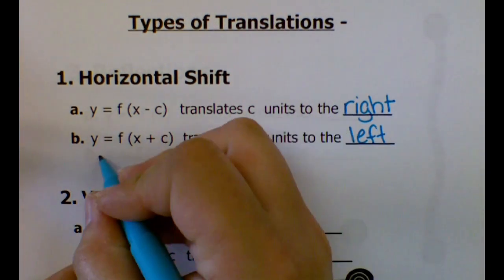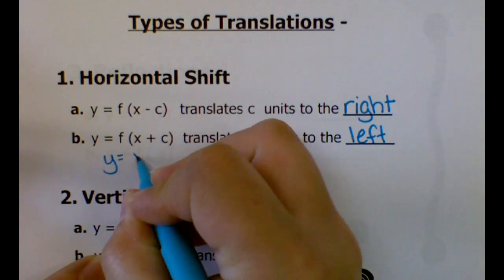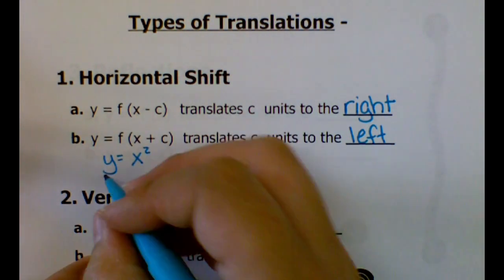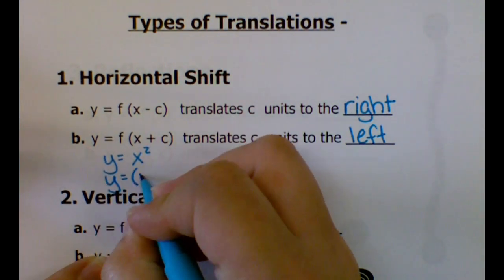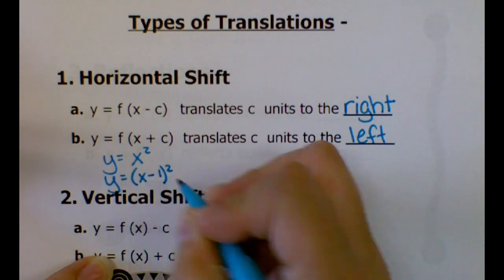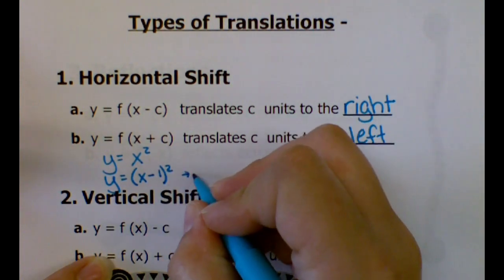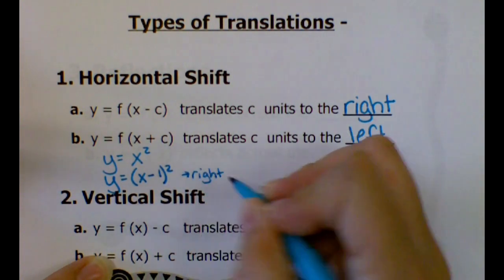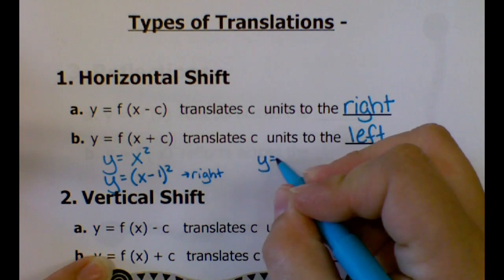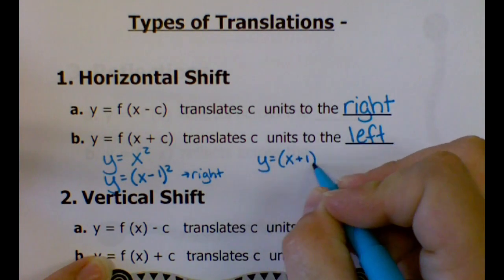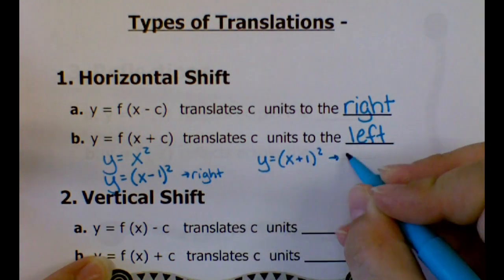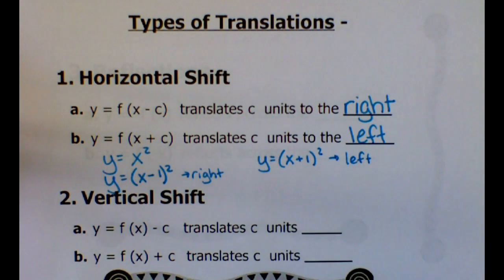So if your original function was y equals x squared, and I say y equals (x minus 1) squared, that shifts to the right 1 unit. If I said y equals (x plus 1) squared, that shifts to the left 1 unit.